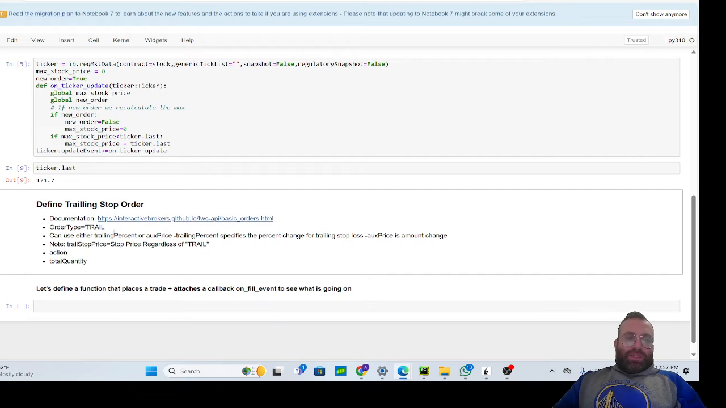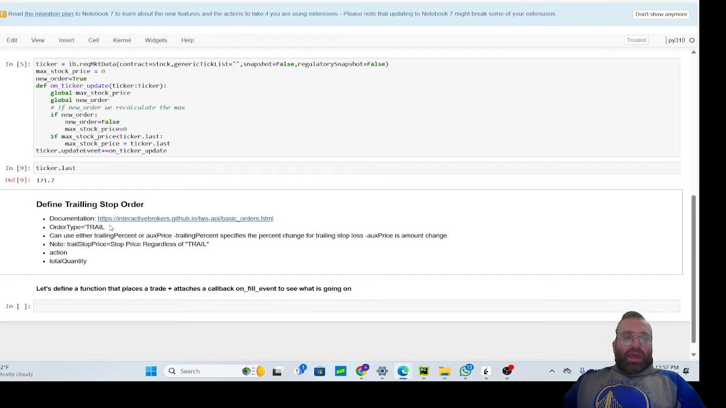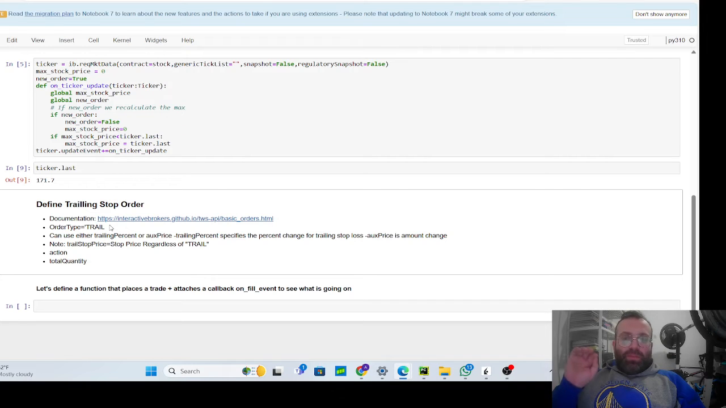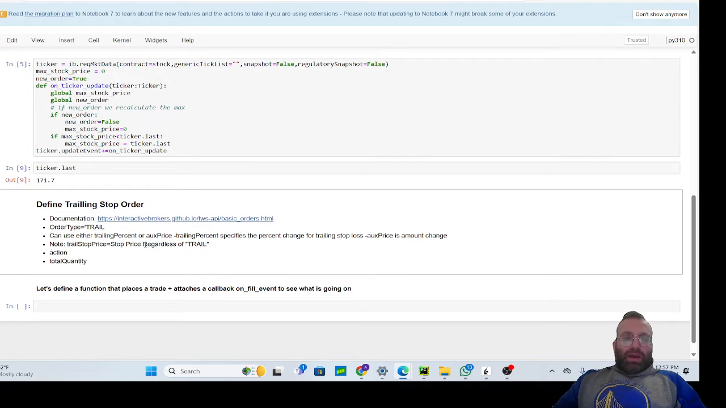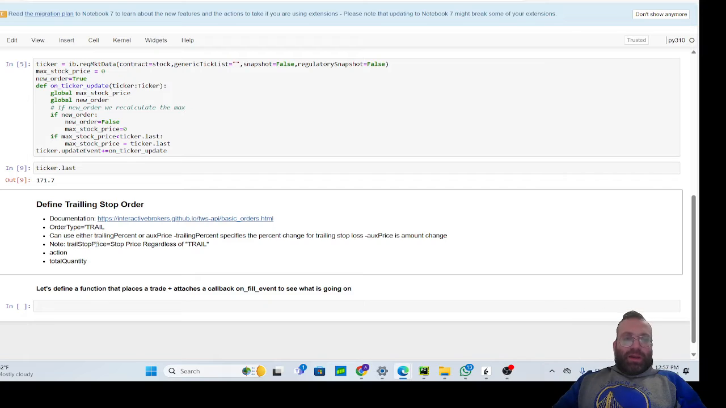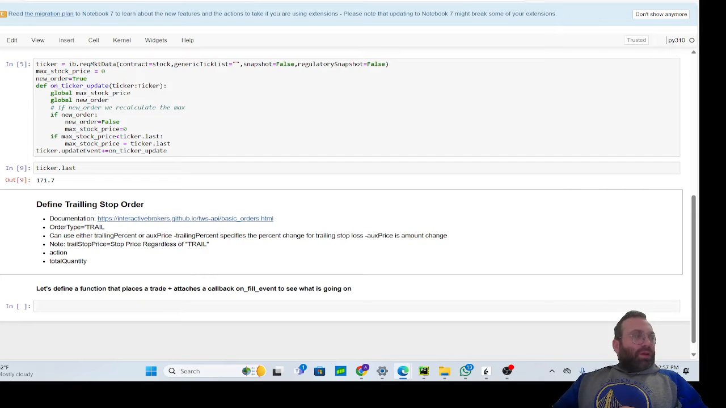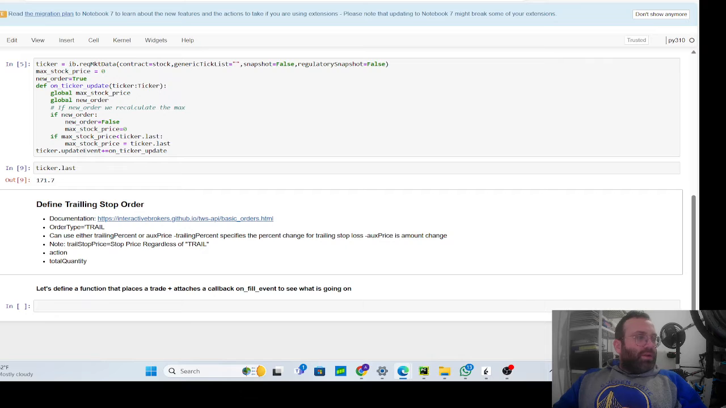You'd use trailing percent if you say, okay, as long as it goes up, I move my stop to a certain percent below the price it got to. So that would be the trailing percent. So use either one of these two. The other small thing I wanted to say is, regardless of anything, there's a thing called trail stop price. And this would be an absolute price to use. And I'll show you guys an example later.